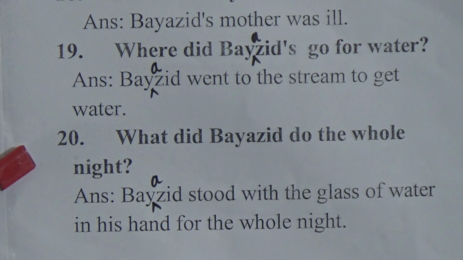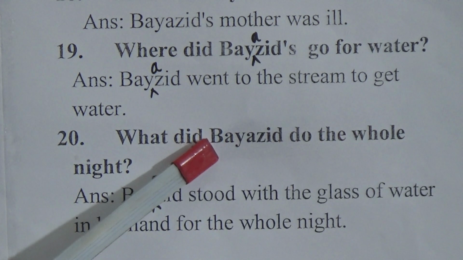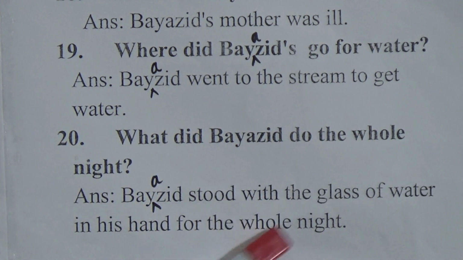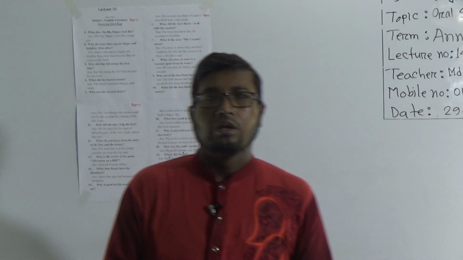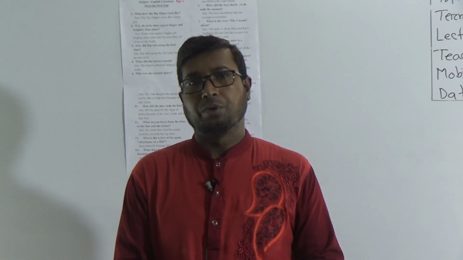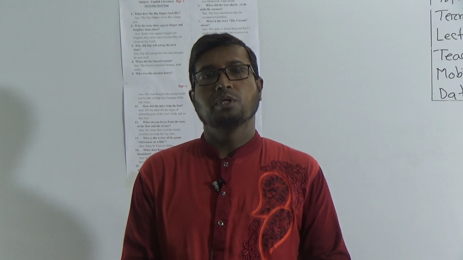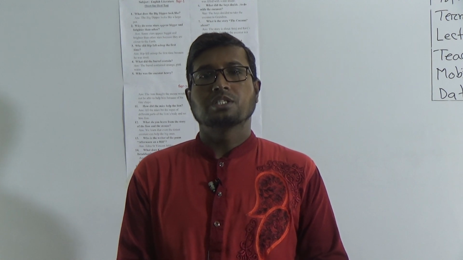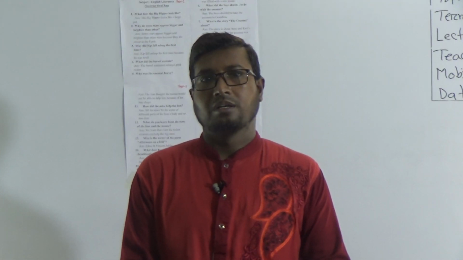20 number, this is our last question from the oral sheet. What did Bayajit do the whole night? Answer, Bayajit stood with the glass of water in his hand for the whole night. Dear students, today we have learned from our oral sheet 1 to 20 questions. Though the number is vast, these are very easy because we have already learned these question answers in our buzzword book and in our comprehension 1 and 2.